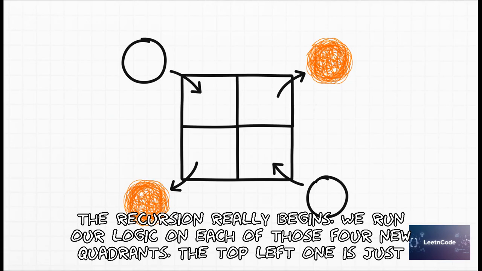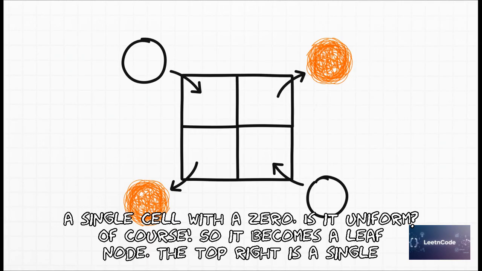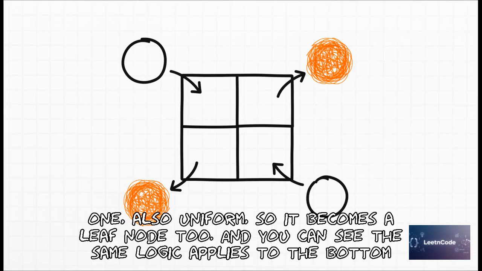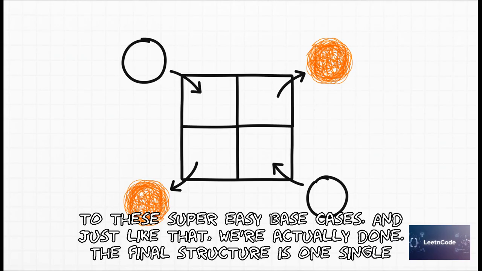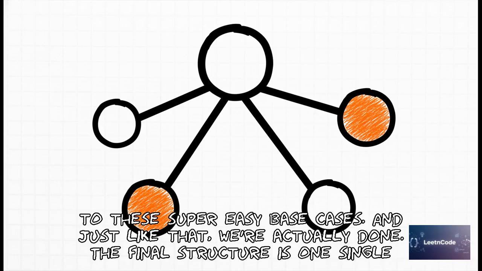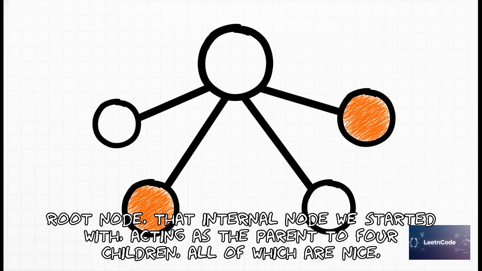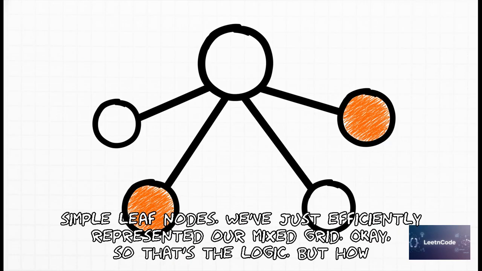The top left one is just a single cell with a 0. Is it uniform? Of course. So it becomes a leaf node. The top right is a single 1, also uniform, so it becomes a leaf node too. And you can see the same logic applies to the bottom left and the bottom right. This is what's so cool. Dividing the problem simplifies it all the way down to these super easy base cases. And just like that, we're actually done. The final structure is one single root node, that internal node we started with, acting as the parent to 4 children, all of which are nice, simple leaf nodes. We've just efficiently represented our mixed grid.